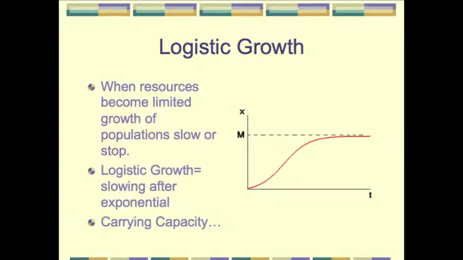Logistic growth is a little bit different. It has the dotted line on the graph, which represents the carrying capacity, the maximum number of individuals that an ecosystem can hold. If the population goes above the carrying capacity, organisms will die off until the population goes back below how many it can hold.